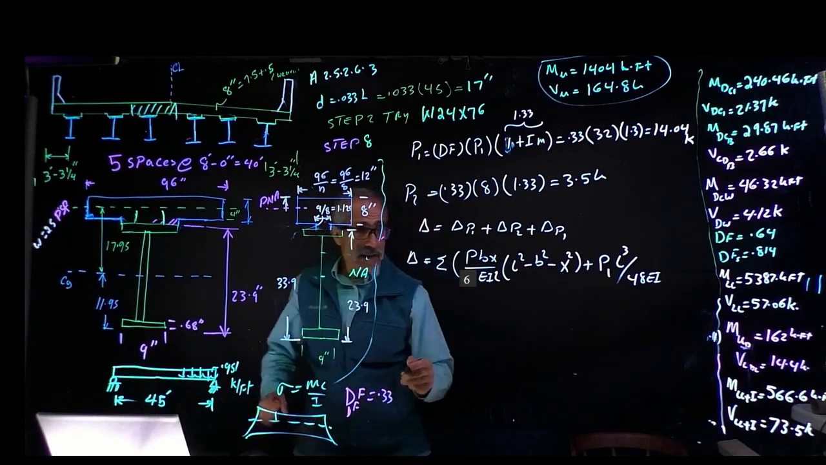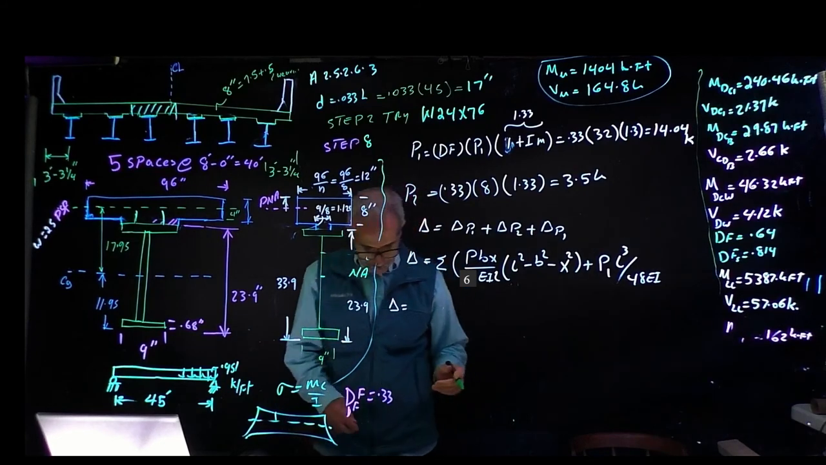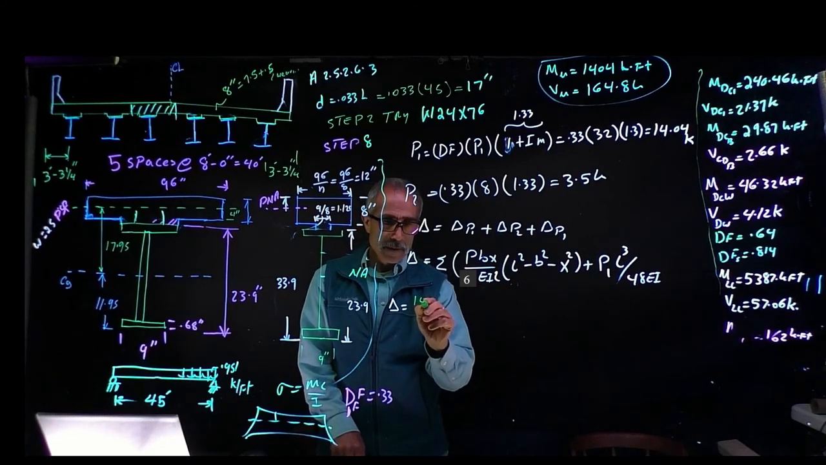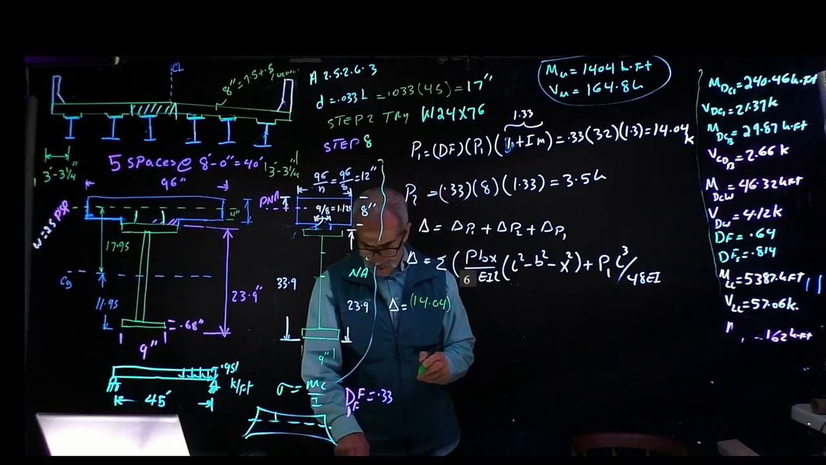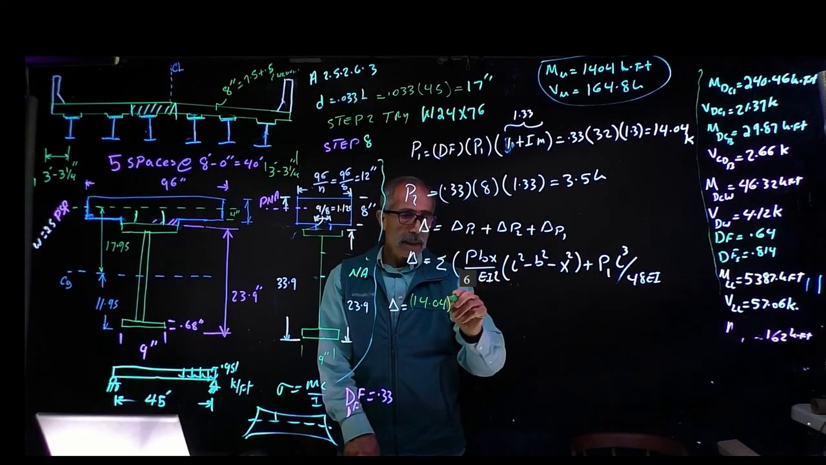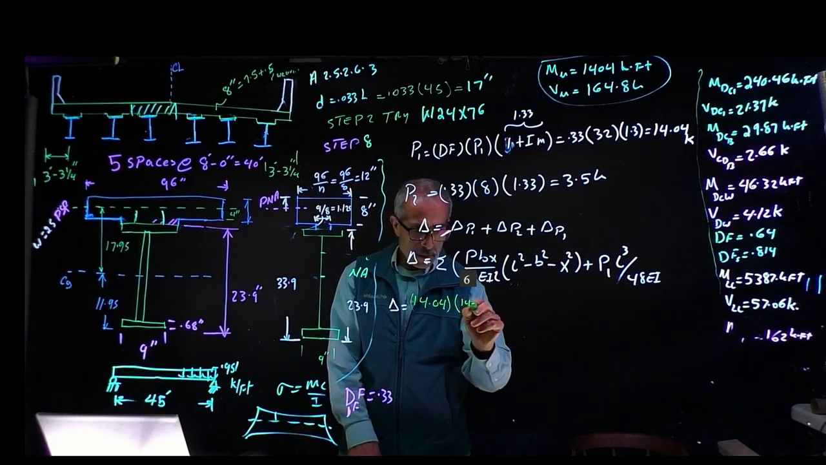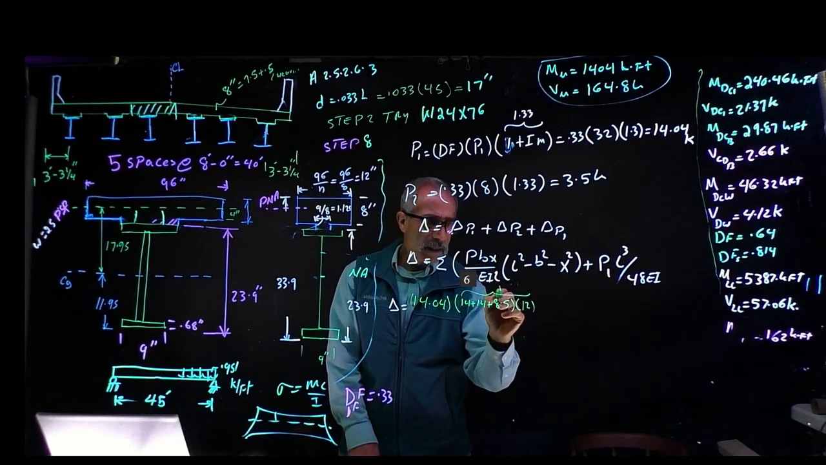When x is less than L over 2, our delta is going to come out to... so our P is 14.04 times B. Our B is basically, I'm going to write it down, 14 feet plus 14 feet plus 8.5 feet, and multiply that by 12. So this right here is basically B.